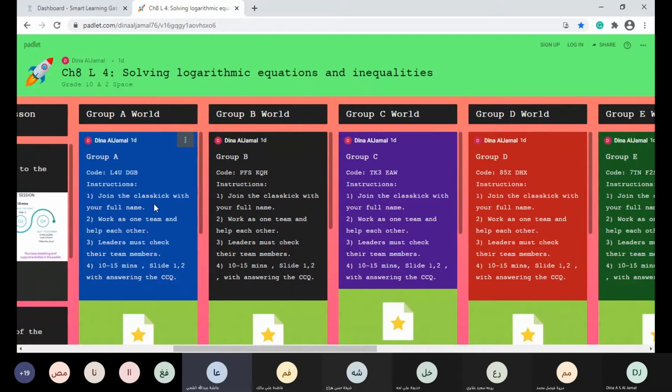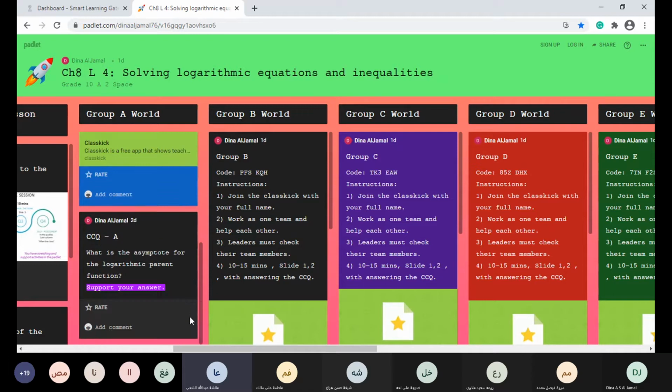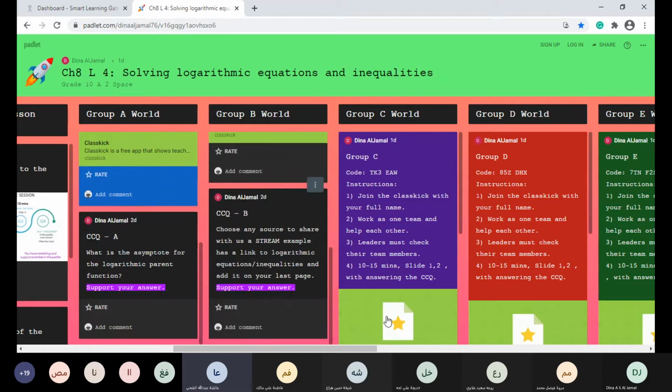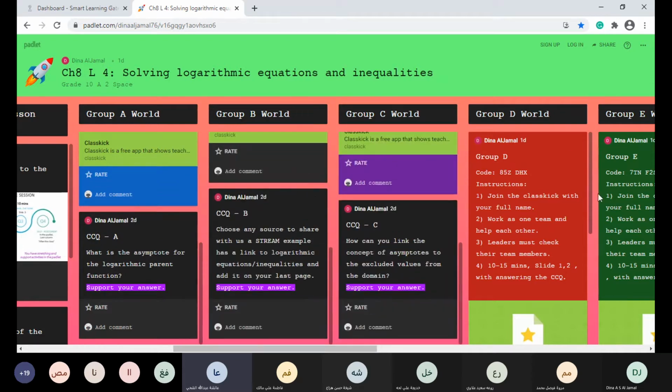And then return to the Padlet. Every group has a CCQ question. You will have 10 to 15 minutes to finish. Under each group, there is a CCQ question, and every group has a different question than the other groups.